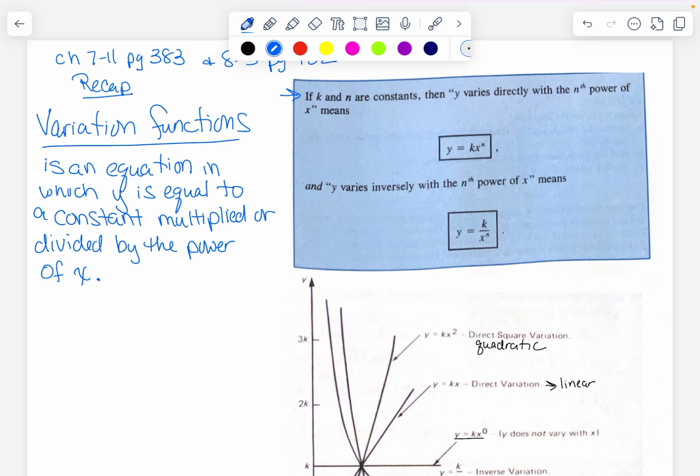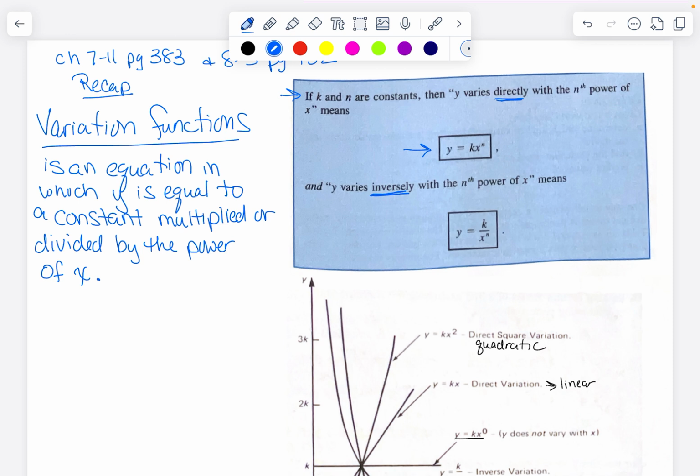And that means this general equation right here: y equals some constant k times x to the n. And we also see that if it is divided by, it becomes inverse. So we see directly up here for multiplied, and inversely when it's divided with the nth power of x, and that means y is equal to a constant k divided by x to the n.